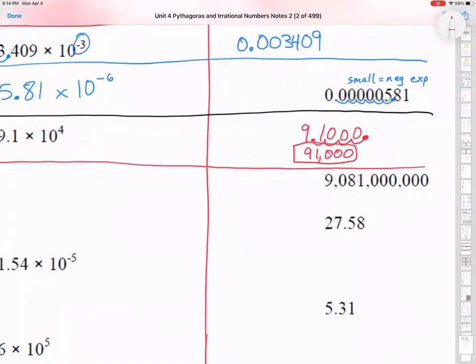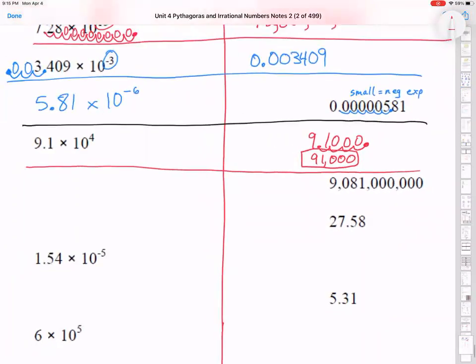For our next one, we have 9,081,000,000. And we're trying to get that into scientific notation. So we're identifying where our decimal place is. Here it is at the end. And I need to get my number in between 1 and 10. So we end up doing 1, 2, 3, 4, 5, 6, 7, 8, 9 places. Again, moved it over 9.